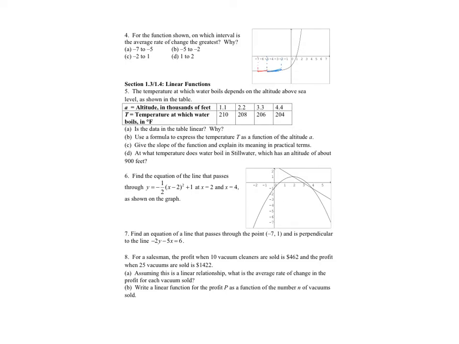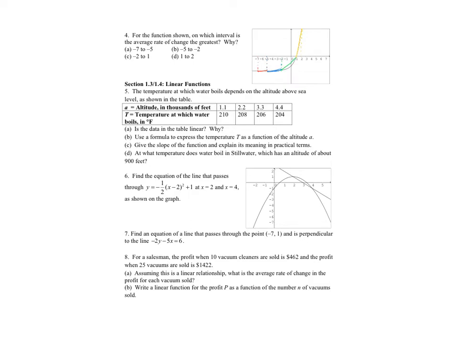And then -2 to 1, I'll do that in green. -2 to 1, that would be that line segment there. And then 1 to 2, maybe I'll make that yellow. 1 to 2, that's here, so that's that line segment there.